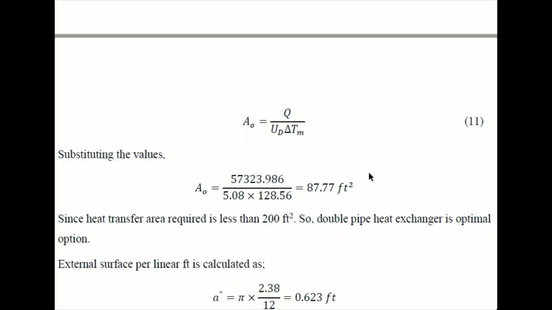So now all of the previous steps were for a double pipe heat exchanger, because this area is less than 200 feet square. If the area is greater than 200 feet square, then a shell and tube heat exchanger is a better option, because it is optimal for design and from the economics point of view.